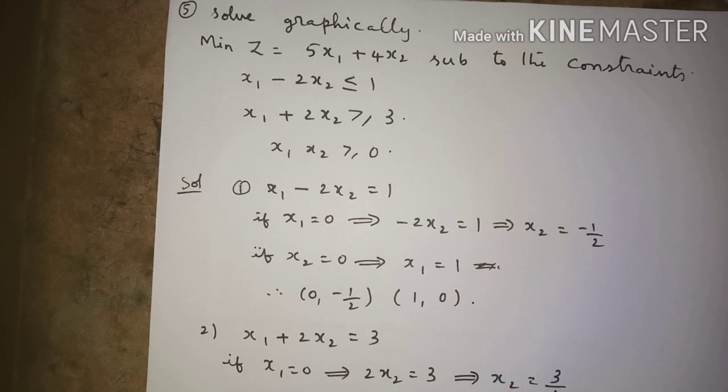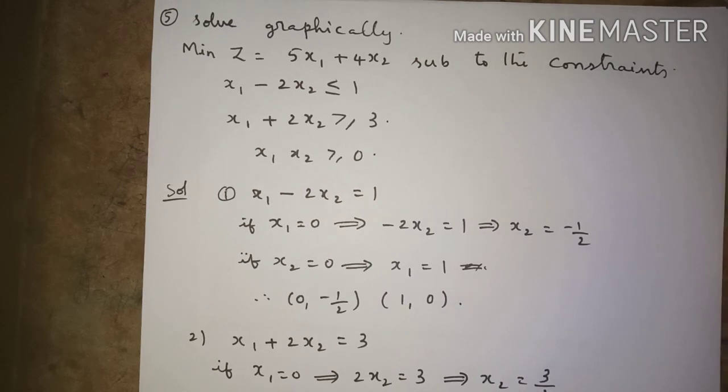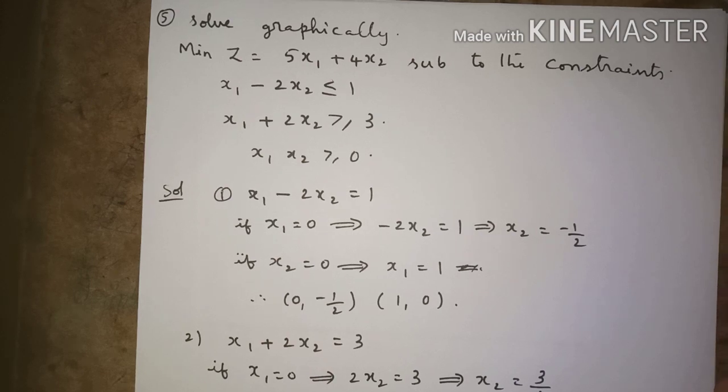Solve the LPP using graphical method. Now in this problem, what is given? Minimization of z is equal to 5x1 plus 4x2, subject to the constraints. The first constraint is having a less than or equal to symbol. The second constraint is having a greater than or equal to symbol. All the decision variables are greater than or equal to 0. Now using the first constraint, we will find the points first of all.